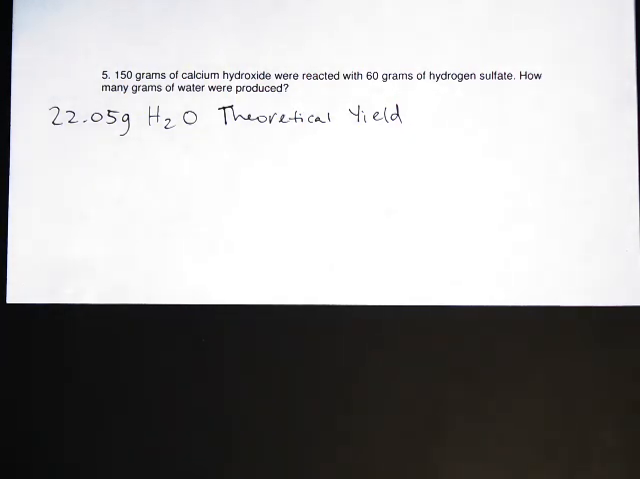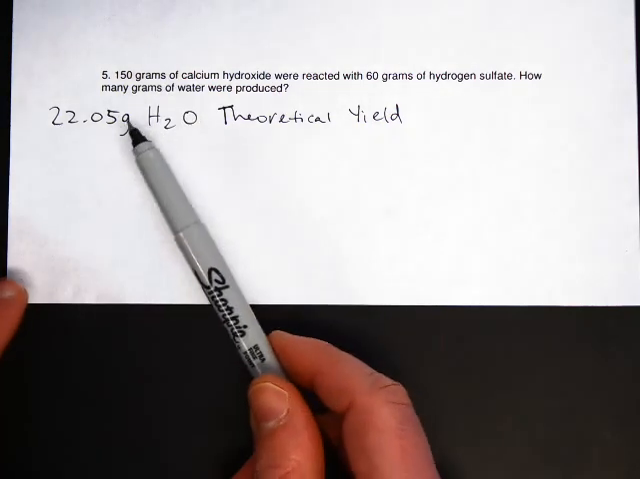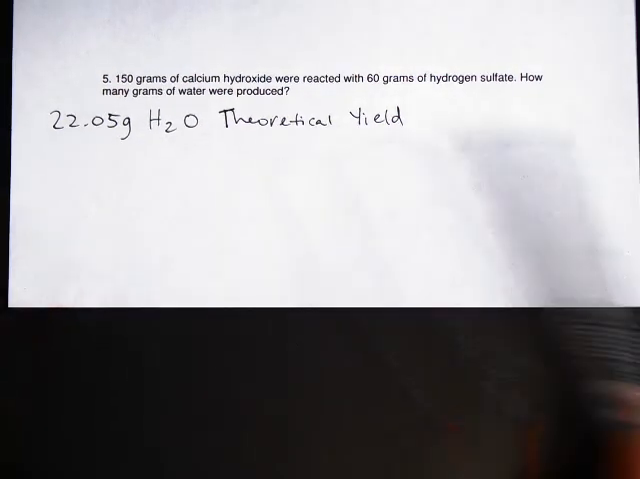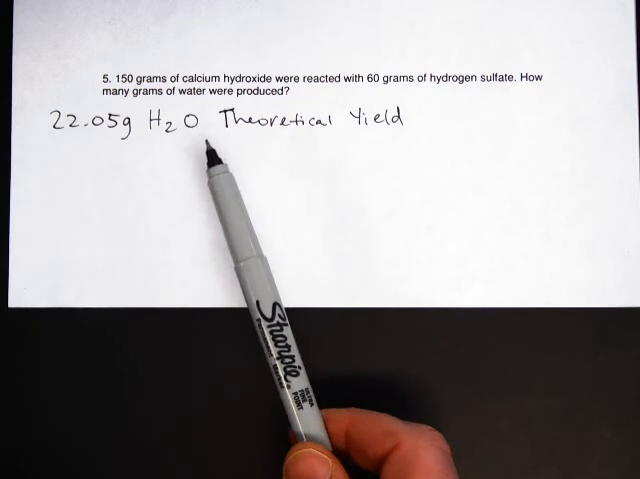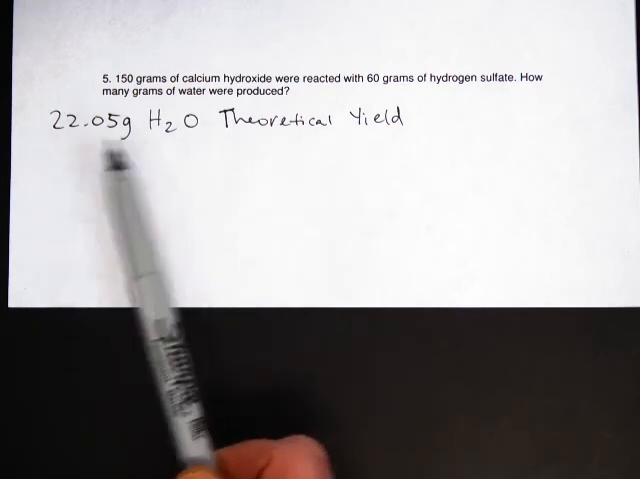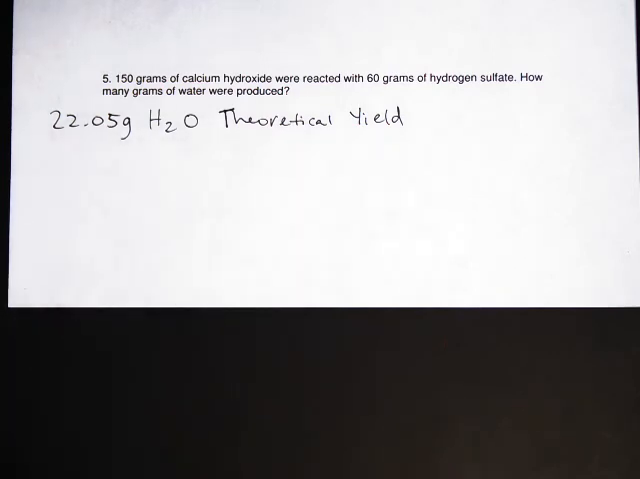All right, so in this problem, this is your theoretical yield, which you found already. And I'm not writing the entire problem again, but that's what your theoretical yield is. Now, this is what happens. This is how much you get if everything goes perfectly well. But nothing ever goes perfectly well, especially in lab.